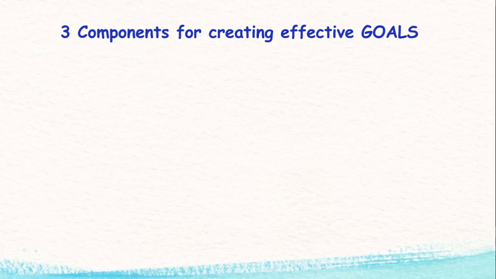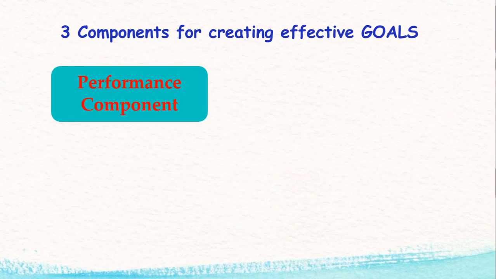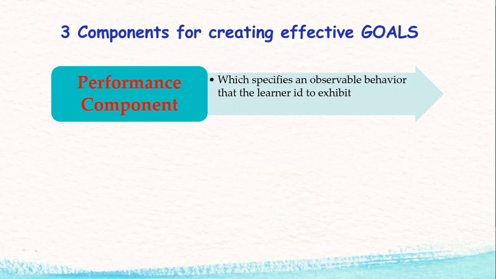Before I could even start creating my learning goals, I had to consider 3 components for creating effective learning goals, goals that will help sequentially build my students' understanding. The first component I had to consider was the performance component, which specifies an observable behavior that the learner is to exhibit.